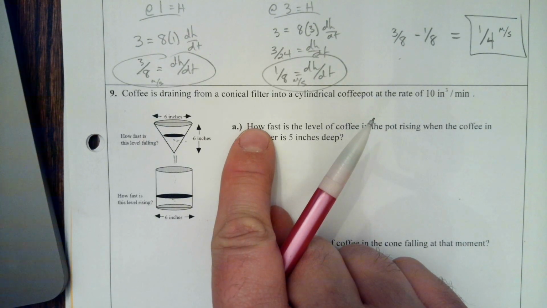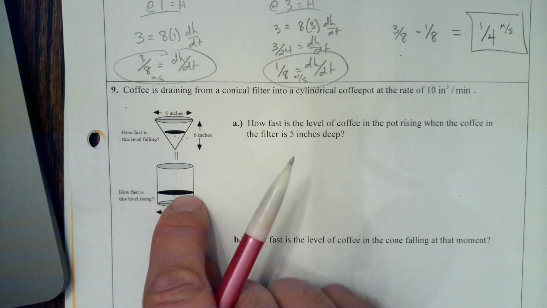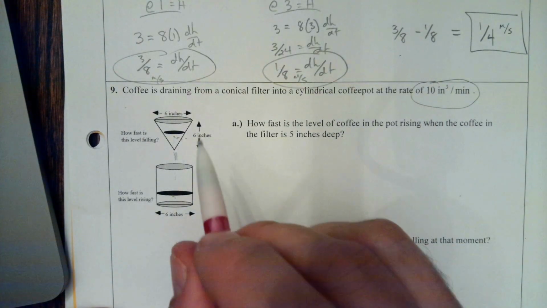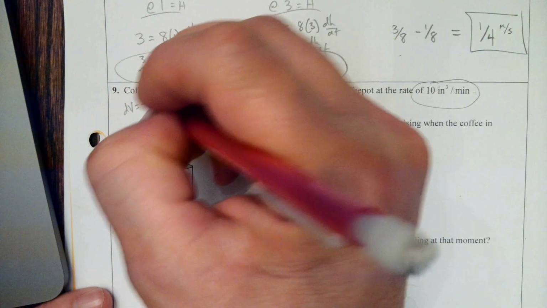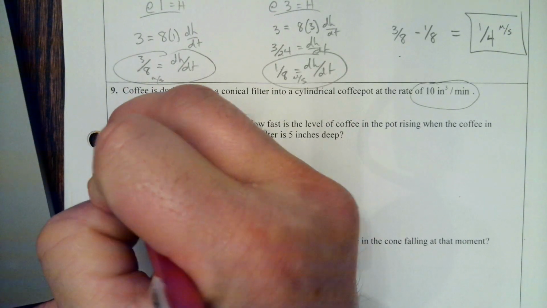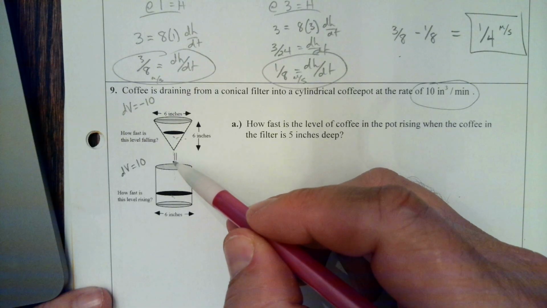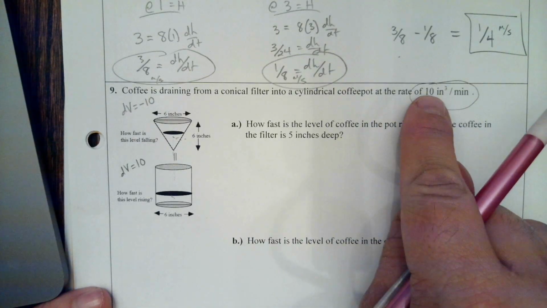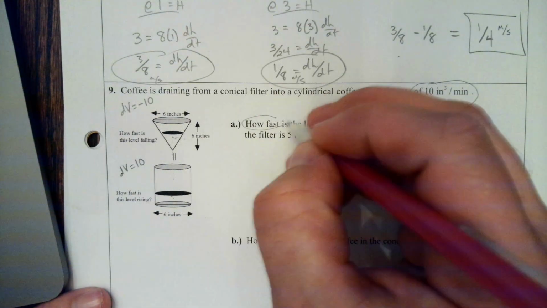Letter A wants us to focus on this one. It tells you that the volume rate is 10, so we just have to make sure we understand that for the cone, dV is actually negative 10, but for the cylinder, dV is positive 10. So it's going out of this one at negative 10 inches cubed per minute, but it's going into this one at positive 10. How fast is the level of the coffee pot rising? So we're looking for dH.